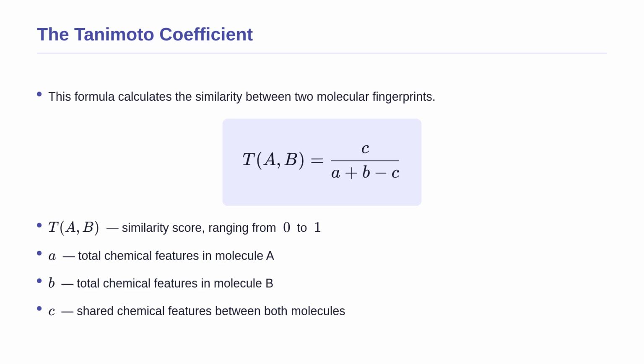If they share no features, C is 0, and the score is 0. As shared features increase, the score pushes closer to 1, meaning identical fingerprints.